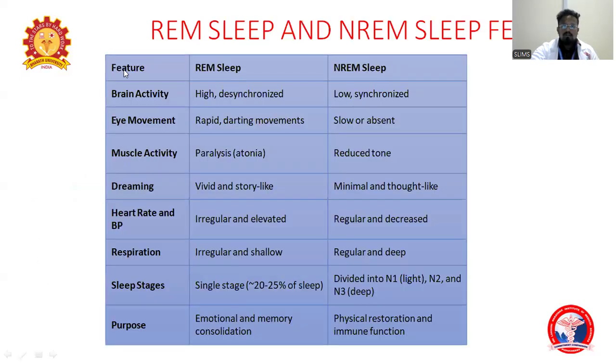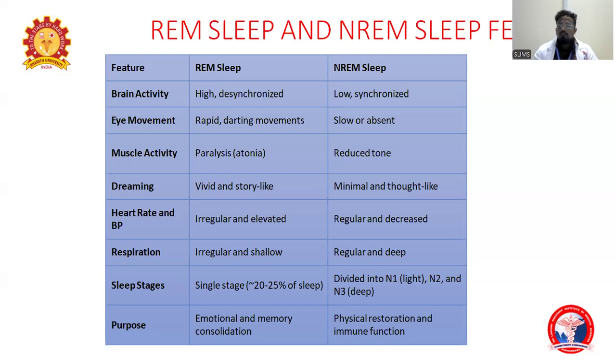So these are the brain activity features of REM and NREM sleep. Brain activity is highly desynchronized in REM and low synchronized in NREM. Eye movement, rapid darting movements, is usually seen in REM sleep, and in NREM, eye movement is slow or absent. Muscle activity is paralysis, that is atonia, seen in REM sleep, and reduced tone usually seen in NREM sleep.